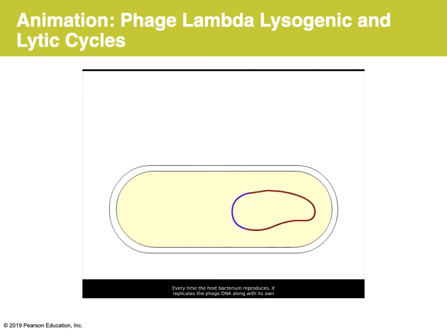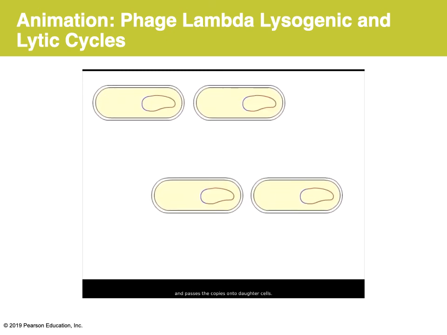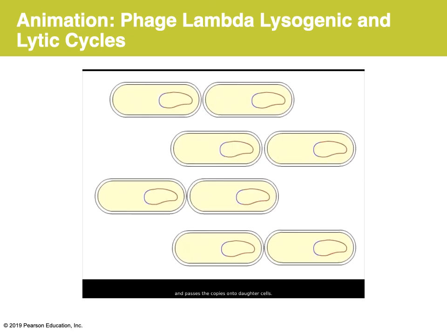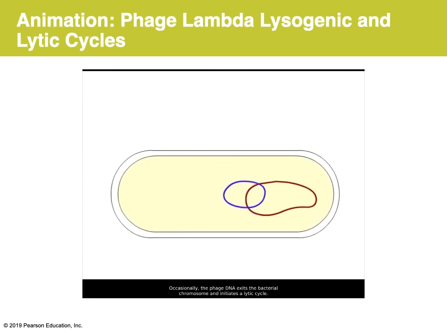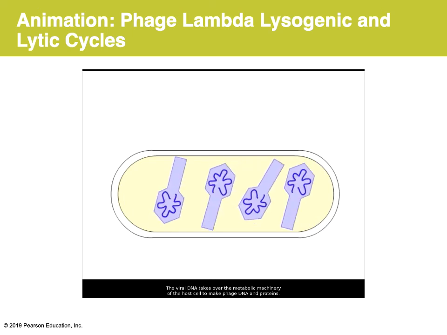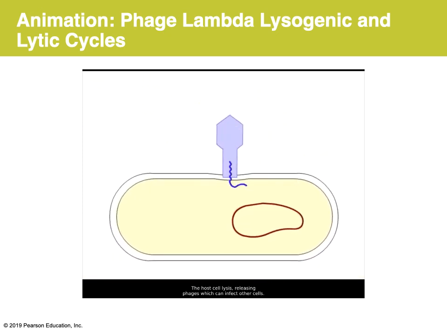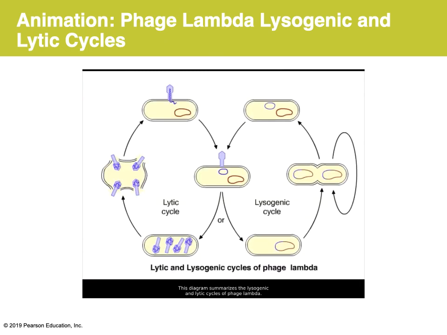Every time the host bacterium reproduces, it replicates the phage DNA along with its own and passes the copies on to daughter cells. Occasionally, the phage DNA exits the bacterial chromosome and initiates a lytic cycle. The viral DNA takes over the metabolic machinery of the host cell to make phage DNA and proteins. The host cell lyses, releasing phages, which can infect other cells. This diagram summarizes the lysogenic and lytic cycles of phage lambda.